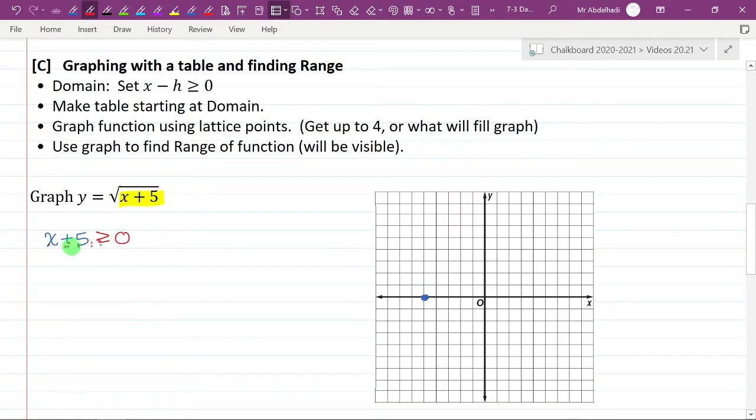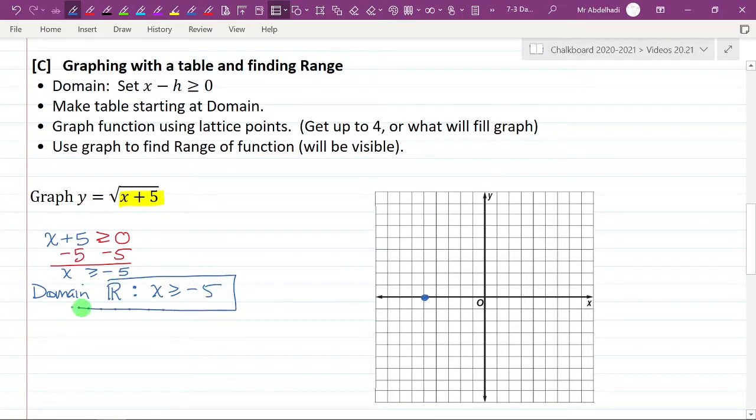So simply solve for x now. You take this, you set it greater than or equal to 0, you solve for x by subtracting 5 from both sides, and what you get is the domain of this function is all real numbers such that x is greater than or equal to -5.